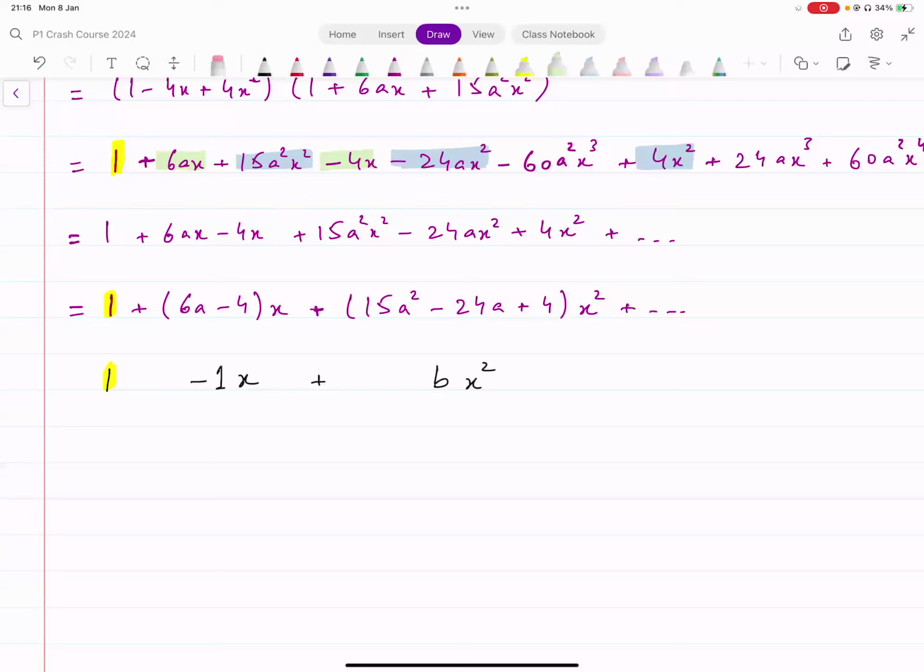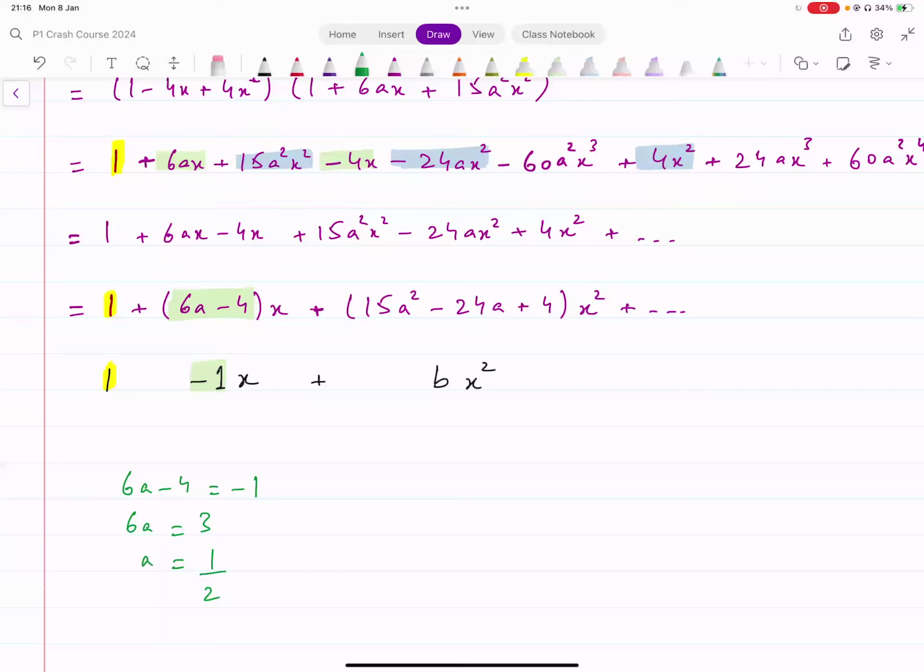We can say 6a minus 4 should equal minus 1, right? So we get one equation from that. We get 6a minus 4 equal to minus 1. And that gives us 6a equal to 4 minus 1, which is 3. And the value of a turns out to be 1 over 2 or 0.5.